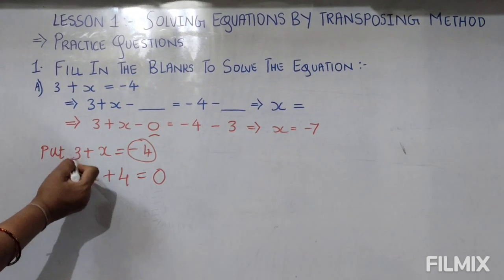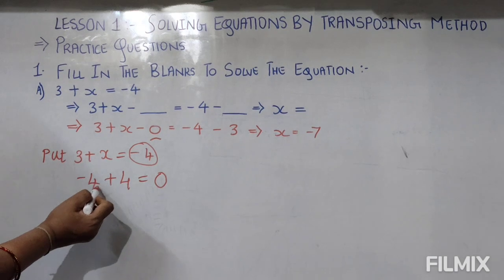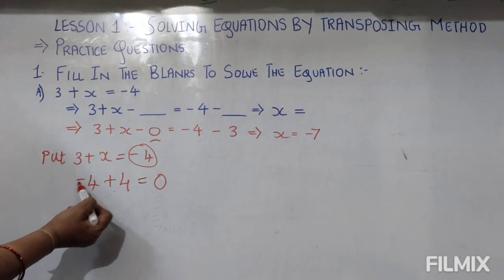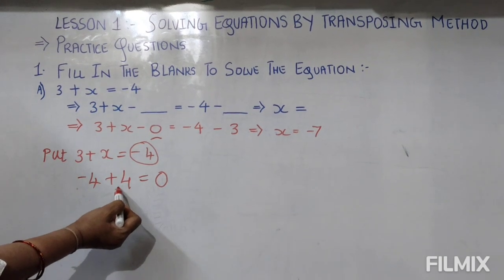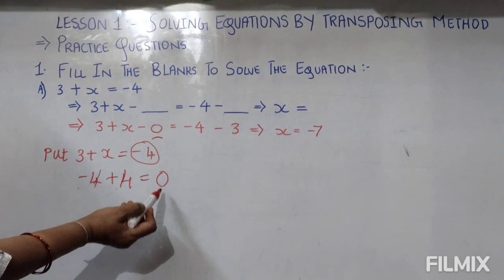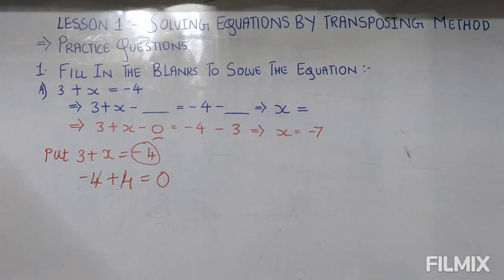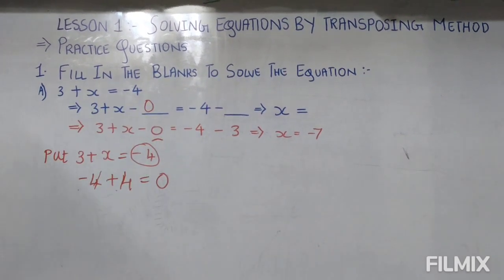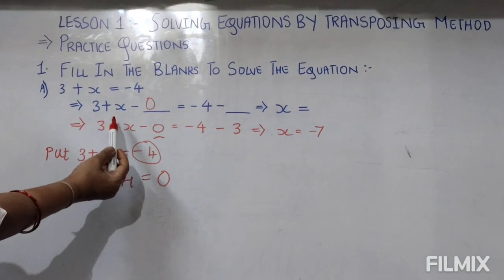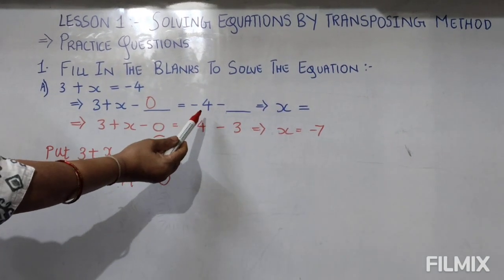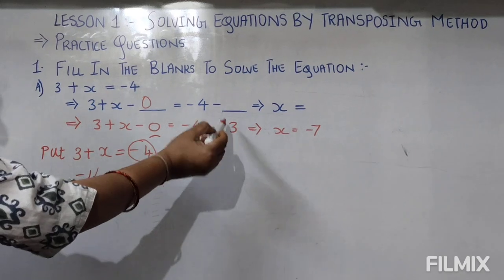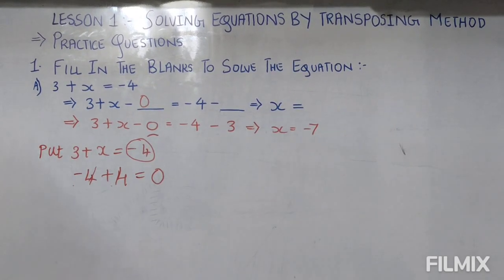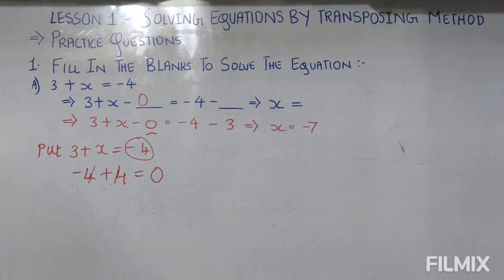Substitute that in this equation. Minus 4 and bring this plus 4 here. So minus 4 plus 4 gets cancelled, which is equal to 0. That's why you will get 0 here. Understood? Therefore, 3 plus x minus 0 is equal to minus 4. That is minus 4 minus 3 is equal to x is equal to minus 7.